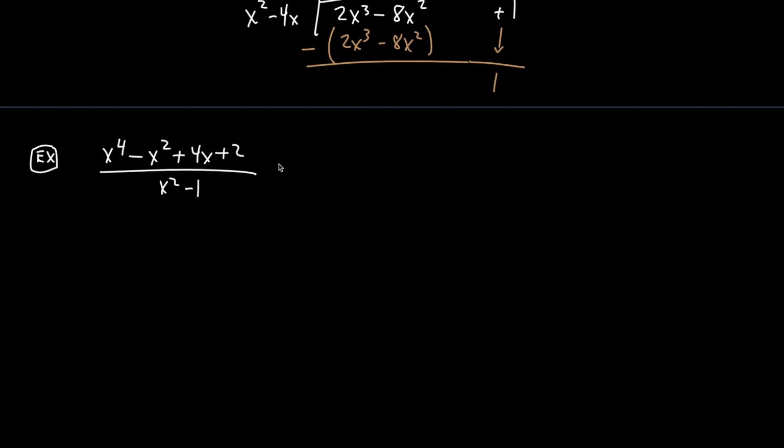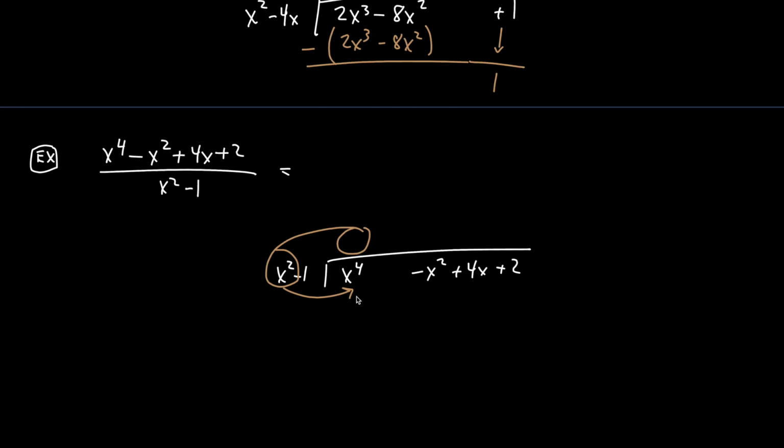Let's set this up, same deal. We've got x squared minus 1, and we have x to the 4 minus x squared plus 4x plus 2. Again, notice how I left a space here: x4, x3, x2, x1, constant. Now, what term would multiply by x squared to produce x to the 4? Well, x squared, right? x squared times x squared would give you x to the 4. x squared times negative 1 would also give you negative x squared.